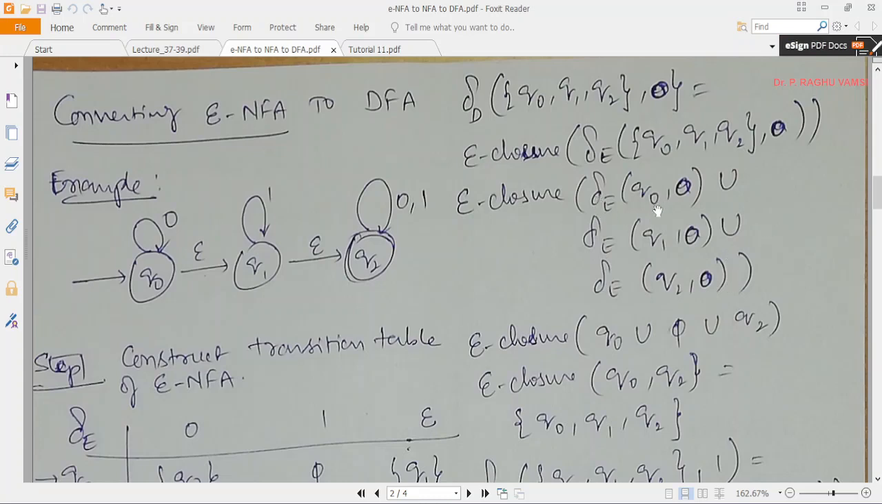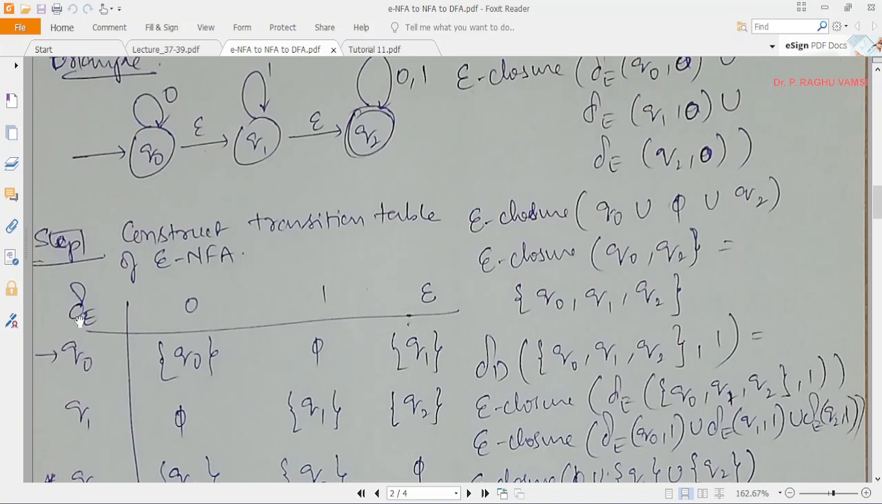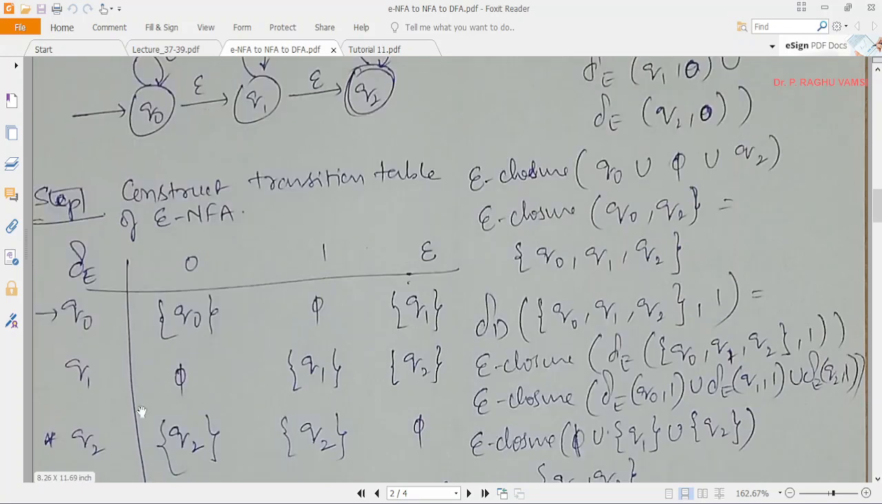Now, what is δE of (Q0, 0)? δE of (Q0, 0) is Q0. Next, δE of (Q1, 0) is the null set. And δE of (Q2, 0) is Q2.